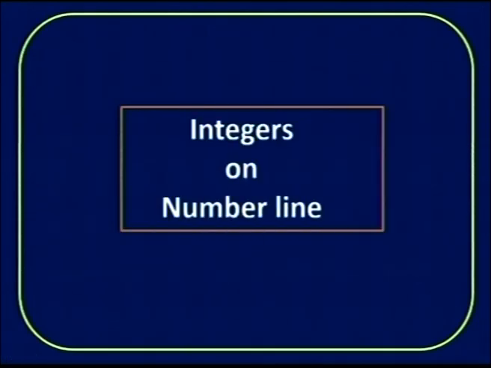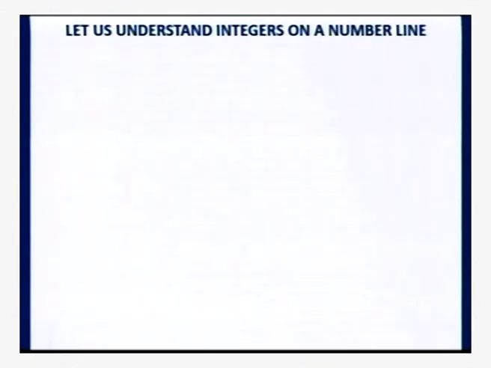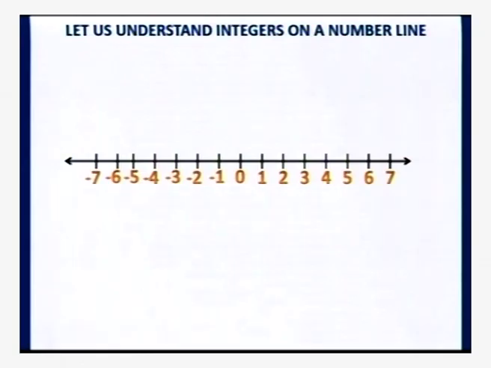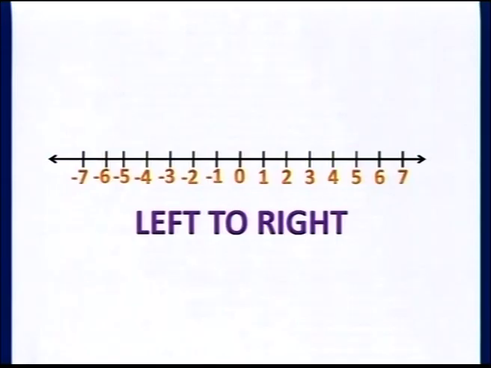Okay, now what are we going to learn now? We are going to learn integers on the number line. Let us understand integers on a number line. Okay children, are you observing the number line here? First I am identifying 0, which is at the center, and to the right side you can see the arrow mark here. To the right side of 0, what are we taking here? Positive integers, and to the left side of 0, what are we taking here? Negative integers.